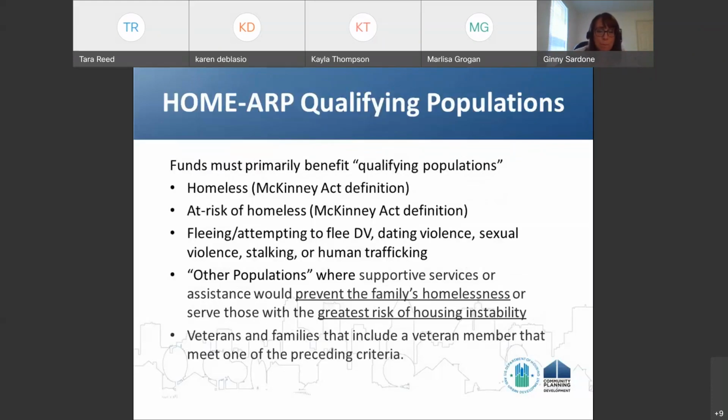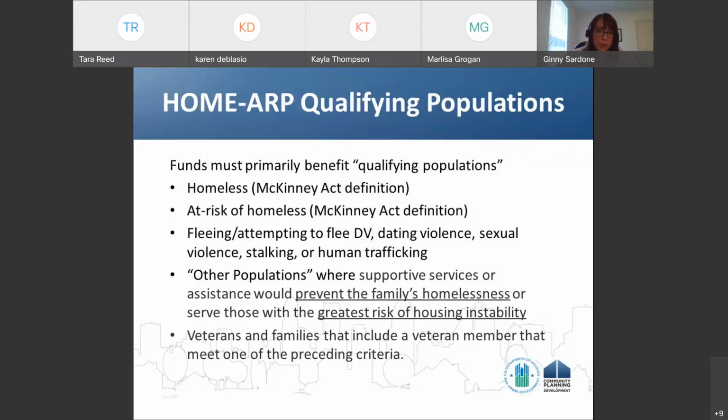Slide, please. So the statute says that the HOME-ARP funds must primarily benefit what are called qualifying populations. And the statute's pretty specific with respect to most of this. It cites specifically the definition of homeless persons or families in the McKinney Act, the McKinney Act definition of at risk of homelessness, persons who are fleeing, or attempting to flee domestic violence, dating violence, sexual violence, stalking, or human trafficking. And then there's a fourth population called other populations, where supportive services or assistance would prevent the family's homelessness or serve those with the greatest risk of housing instability.